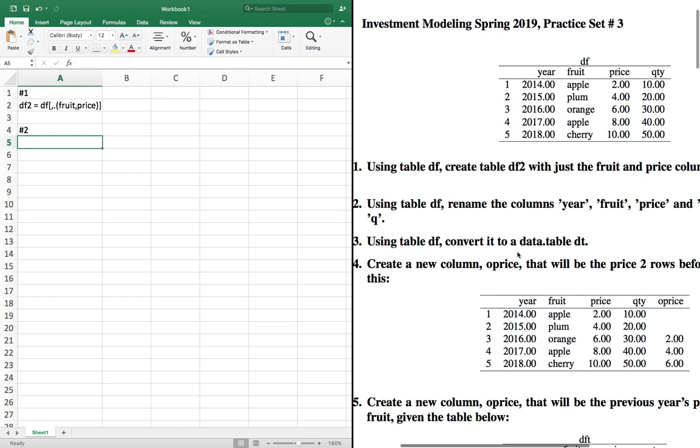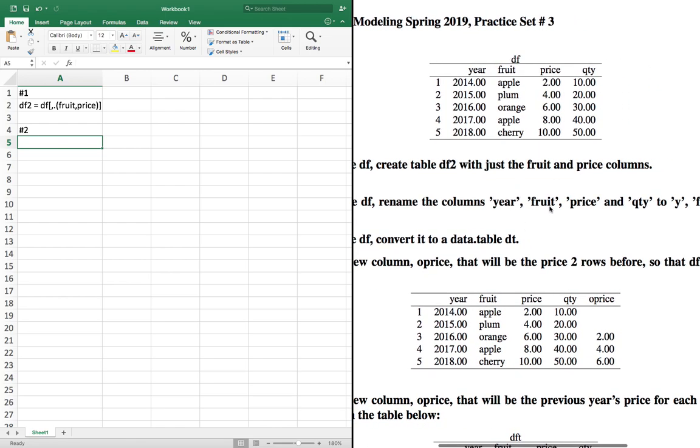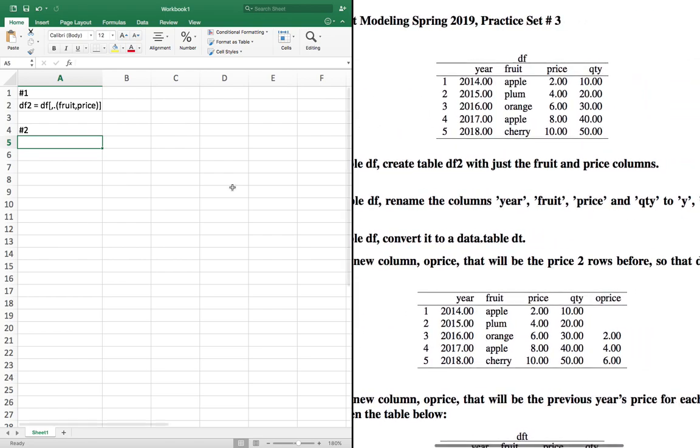Number 2, using the table DF, we want to rename the columns from year, fruit, price, QTY to Y, F, P and Q. This is just using the rename function. Don't forget the quotes.